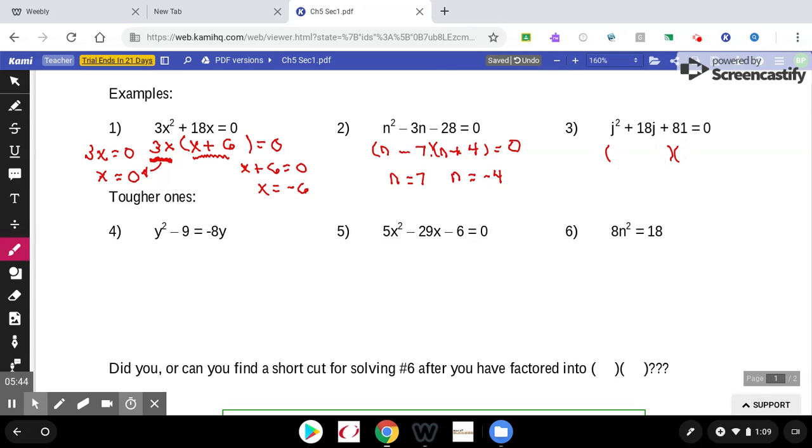No GCF for number 3. Got to be J and J to get my J squared. A couple different ways to get 81. If I use 9 and 9, that's going to add up to that 18 in the middle. Nothing but plus signs, so nothing but plus signs in my factoring.